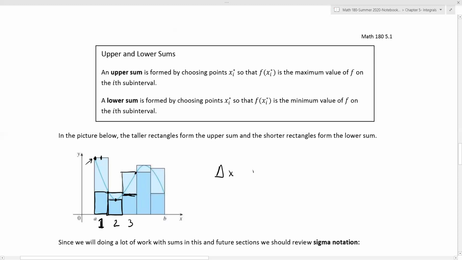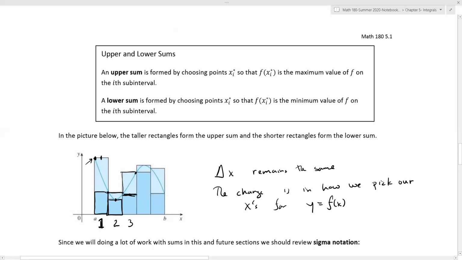Okay, it's going to change our heights. Delta x remains the same. In fact, delta x is always going to remain the same. Okay, the change is in how we pick our x's for y equals f of x. So when we want to find our y values to give our heights, right? Our heights for each rectangle. Any questions on that?